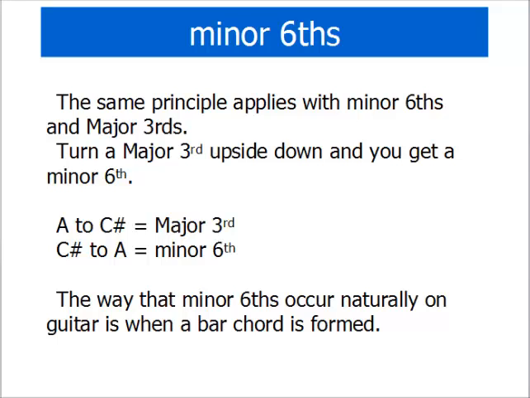Now, the same principle applies with minor sixths and major thirds. Turn a major third upside down and you get a minor sixth. So we have A to C sharp, major third. C sharp to A, we're going to bring the A an octave higher. That's a minor sixth.